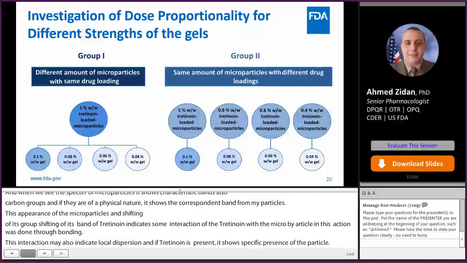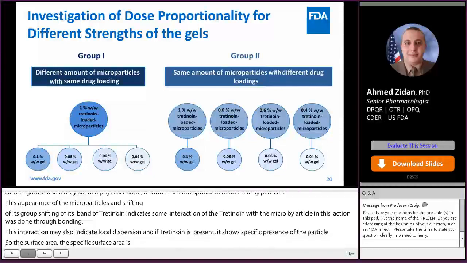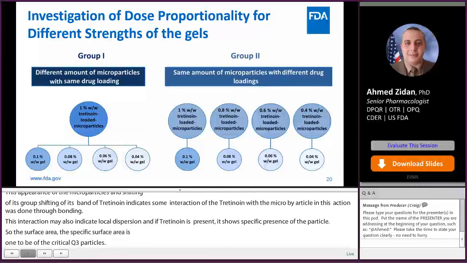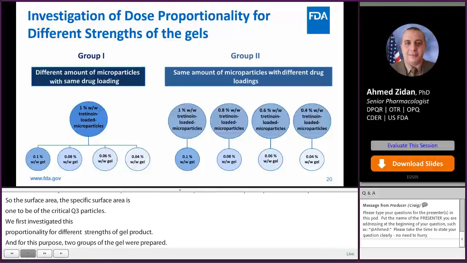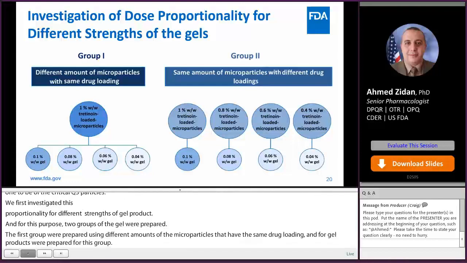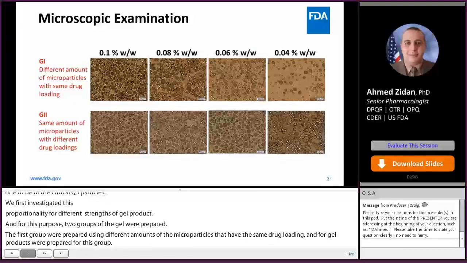We further investigated the dose proportionality for different strengths of the gel drug product. And for this purpose, two groups of the gel were prepared. The first group were prepared using different amounts of the microparticles that have the same drug loading, and 4 gel products were prepared for this group. And the second group has also 4 drug products that were prepared using the same amount of microparticles. However, different drug loading was used for each microparticle. These gel products were evaluated for microscopic evaluation.